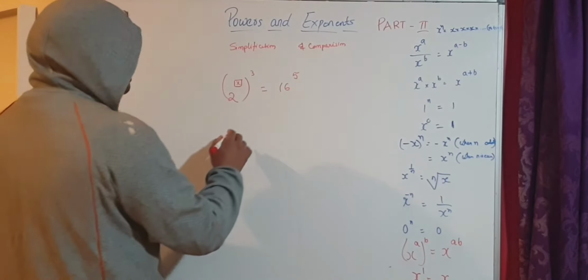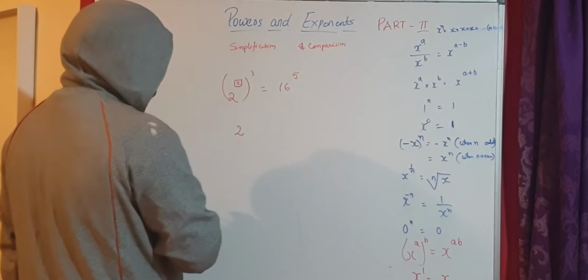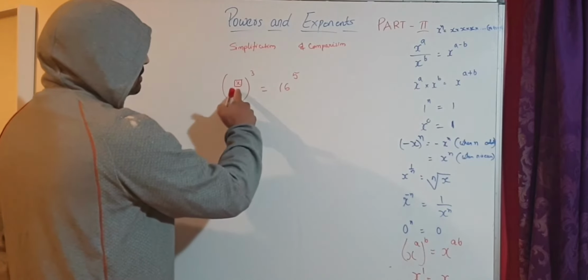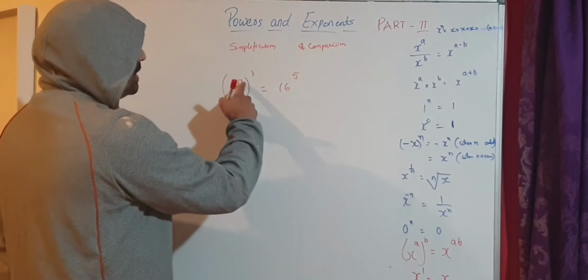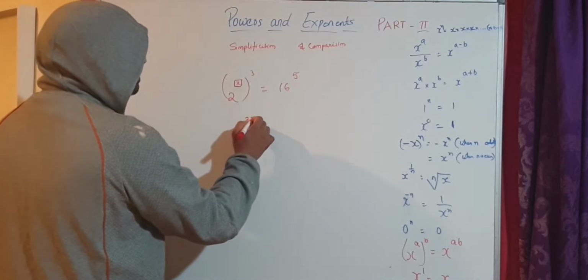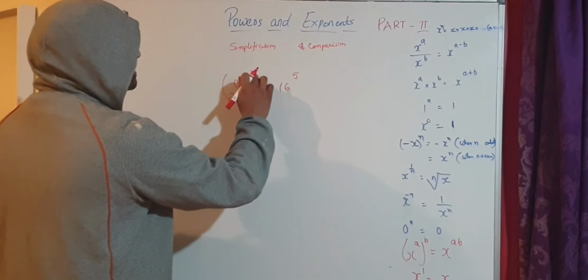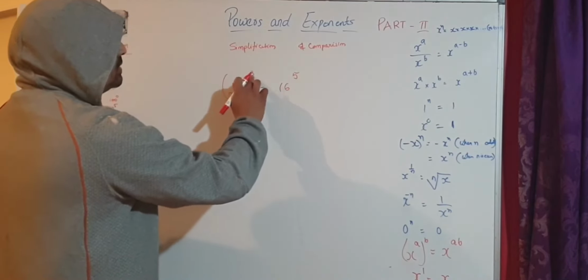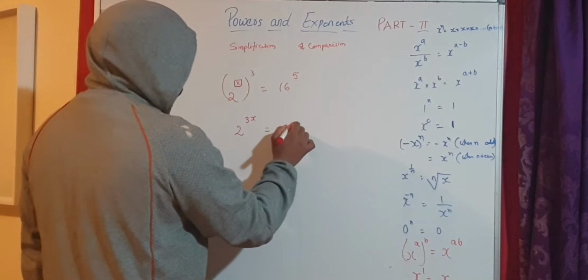Okay, so I consider this as x. So this is going to be x to the power of a whole to the power of b. Which formula are we going to apply here? X to the power of a whole to the power of b is equal to x to the power of ab. So in this case, 2 to the power of 3x. I need to multiply these two: x into 3 is equal to 3x. Here it is 16 to the power of 5.